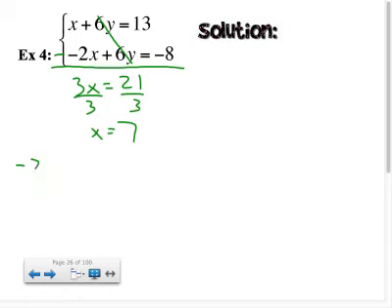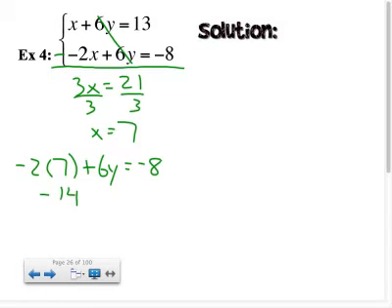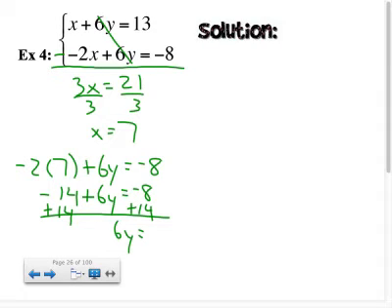And so now I go back and I plug it in. Negative 2 times 7 plus 6y equals negative 8. This is negative 14. Plus 6y equals negative 8. So I'm going to add 14 to both sides. So I get 6y equals 6.